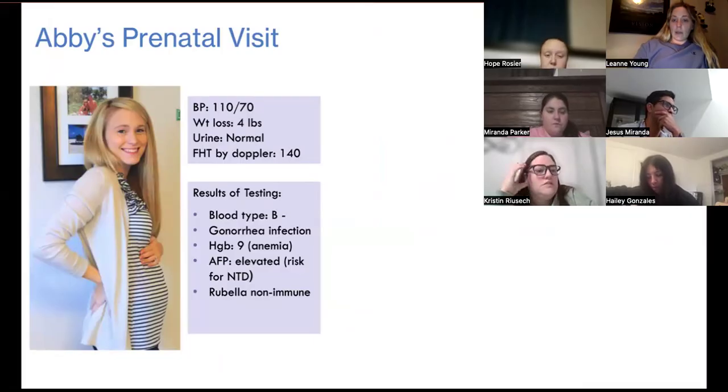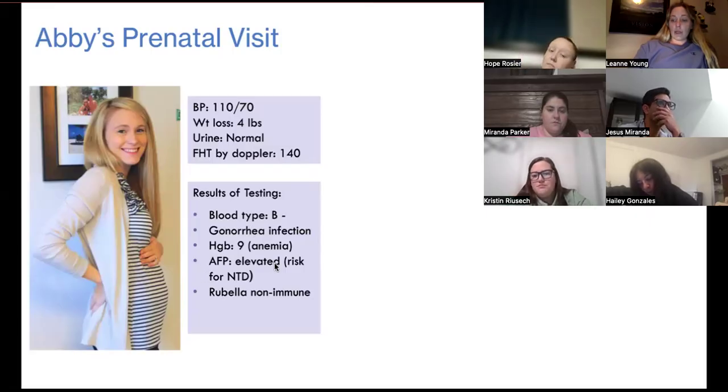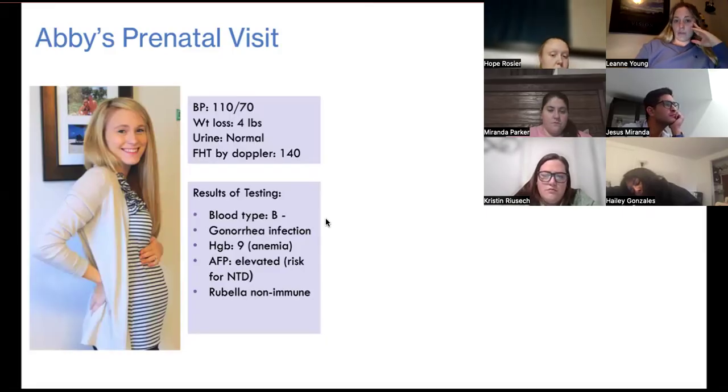She has a hemoglobin of 9, which, for your exams, you should know what your normal lab values are, for sure. But 9 is low, so she is considered anemic. Her alpha fetoprotein was elevated, which indicates our risk for neural tube defects, and she comes back as rubella non-immune.